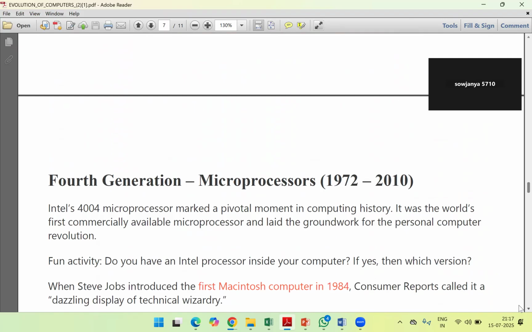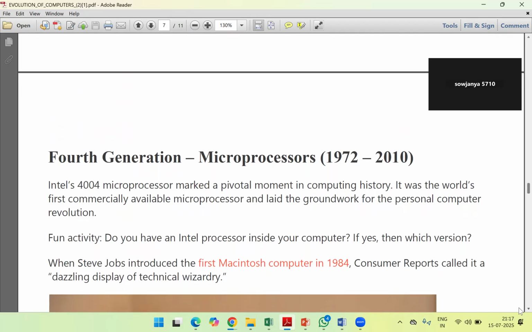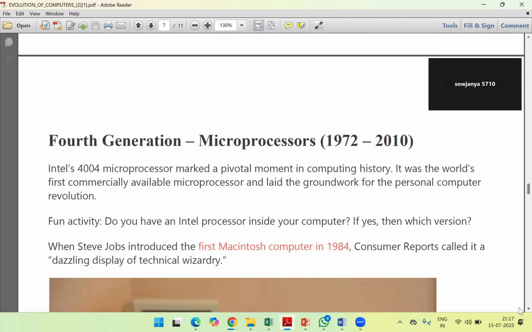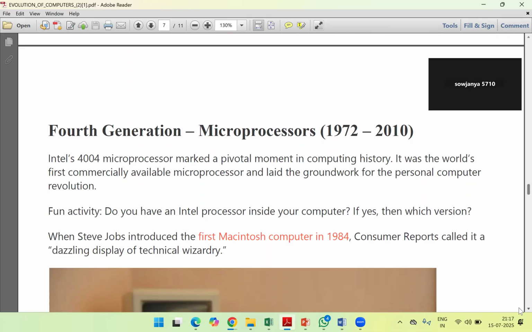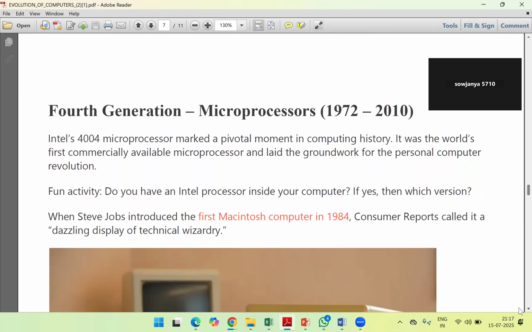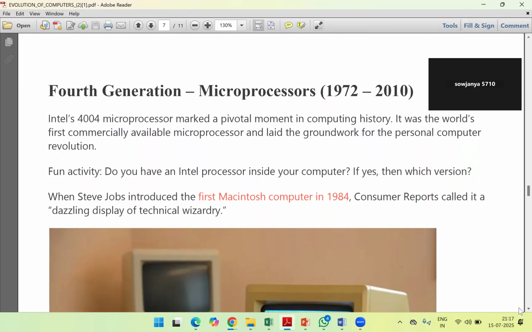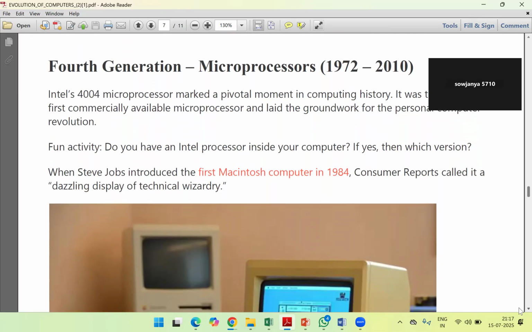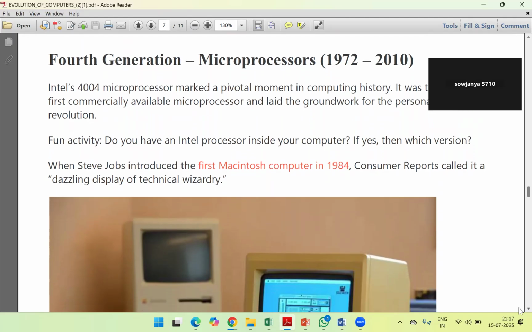Next, microprocessor. The fourth generation of microprocessors is from 1970 to 2010. The first microprocessor is the Intel 4004 microprocessor. It is a 4-bit processor. It was the world's first commercially available microprocessor and laid the groundwork for the personal computer revolution. So basically, it is an Intel processor inside the computer. In which version? Basically, it is the first Macintosh computer in 1984.